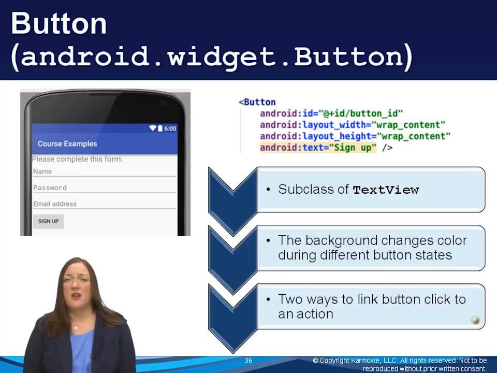And with the button, we have other attributes as well. We have one that is called onClick, that when the user clicks it, we can indicate which method we want to have called. Now we can also do this from the Java code by setting a listener, and we're going to look at both ways in a future module.